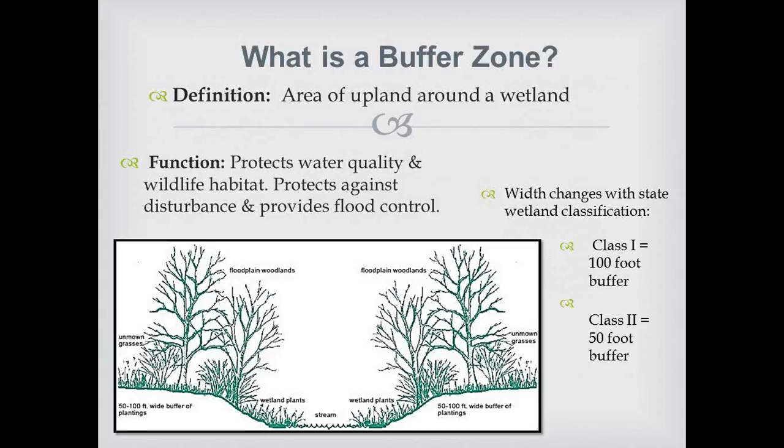So the wetland itself is protected, and also a buffer zone around the wetland is protected. The buffer zone is defined as an area of upland around the wetland. For Class 2 wetlands, that area is 50 feet from the boundary of the wetland. And for Class 1 wetlands, that is 100 feet from the boundary of the wetland. The buffer zone is really quite functional in that it provides its own level of water quality and wildlife habitat. And so that is something that the state of Vermont has decided to regulate.